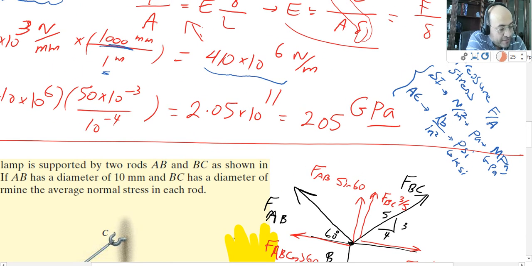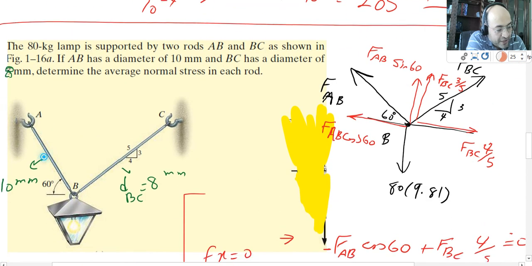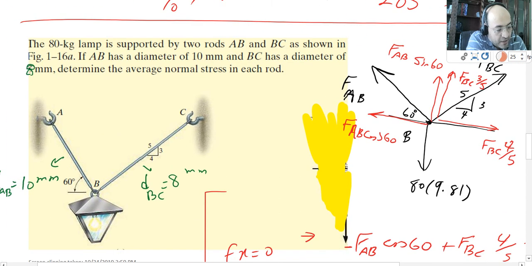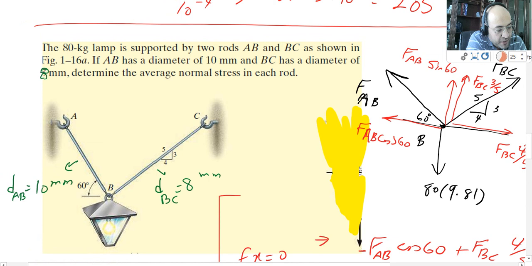In this case, I have a lamp which is attached to 2 wires. And what does the question give me? The question gives me the length of each of these wires. That's given to me. So actually, let's read what the question asked me. The diameter of AB and BC is given to me. The question asks me to determine the average normal stress. So just do a little bit of thinking.